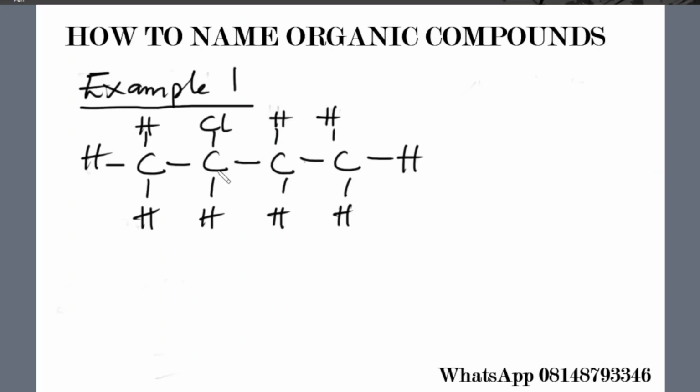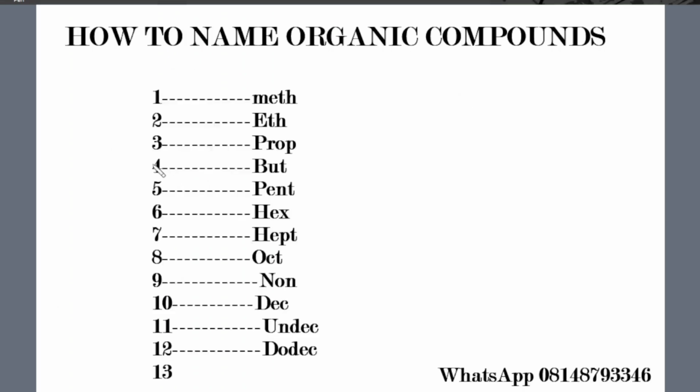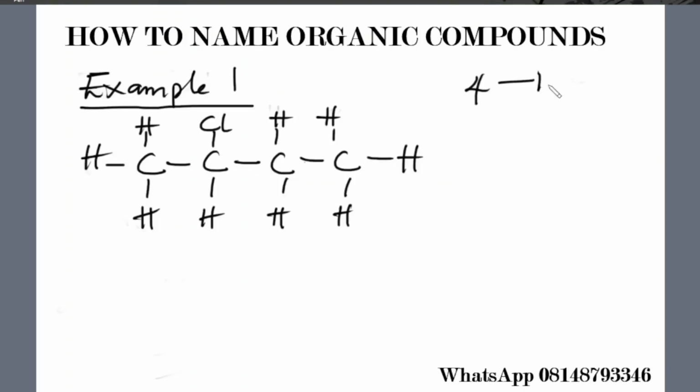So the first thing to be done is to select the longest carbon chain. So the longest carbon chain is the horizontal carbon chain. So we have 1, 2, 3, 4 carbons. What's the name for 4 carbons? Let's check. The name for 4 carbon in an organic compound is but. So 4 carbon is but.